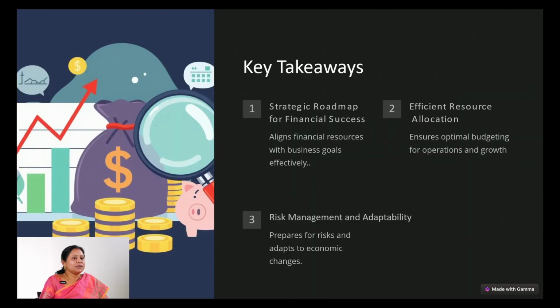Shall we now discuss the key takeaways of business finance? Strategic roadmap for financial success. Financial planning involves a structured roadmap that helps businesses align their financial resources with their goals. By setting clear financial objectives and strategies, organizations can make informed decisions that support growth and sustainability. Efficient resource allocation: through financial planning, businesses can ensure that resources are allocated effectively. This involves budgeting for operations, investments and future growth, helping to optimize cash flow and minimize unnecessary expenses.